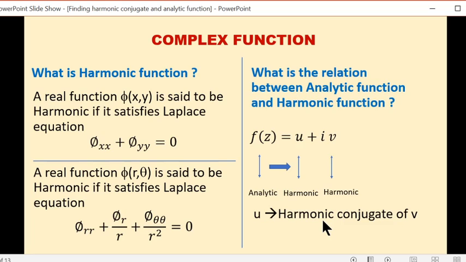Okay. Now there is one more term that we will introduce: harmonic conjugate. Now what is harmonic conjugate? Now here, if u and v are the real and imaginary part of the same analytic function, then u is said to be a harmonic conjugate of v and v is said to be a harmonic conjugate of u. Okay? Acha, for example, let me give you an example.